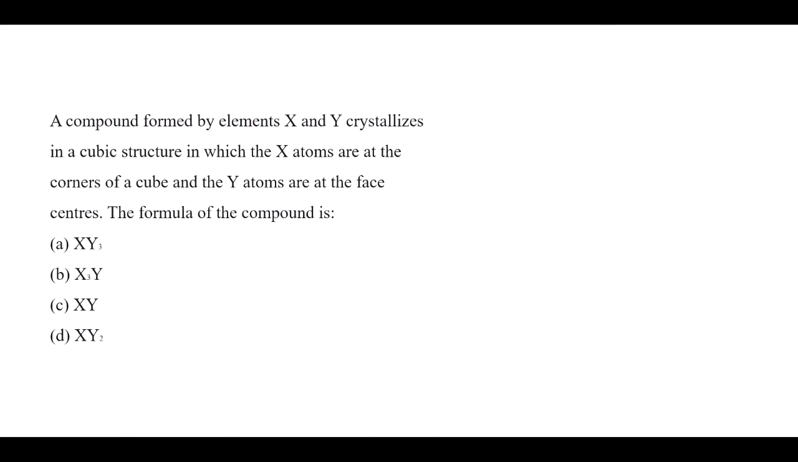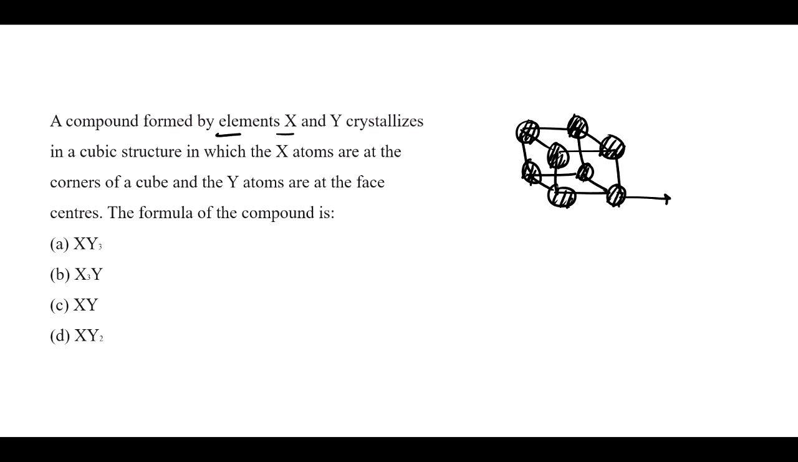Next, in the next question we have a compound formed by the element X and Y crystallizes in cubic structure. X atoms are at the corner. Again, a simple type of numerical. We have a total of 8 corners, so there will be 8 X atoms, and the corners are occupied by the X atoms.